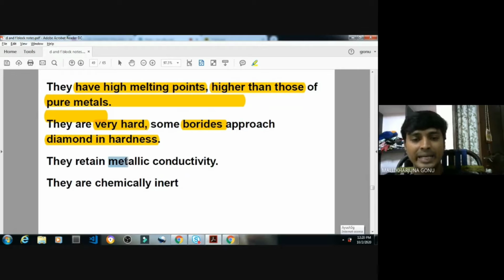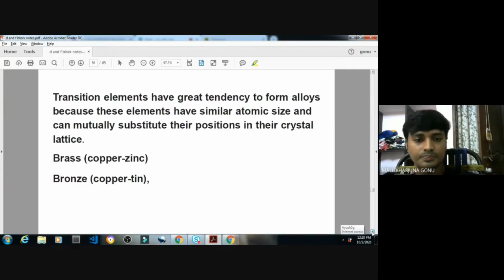They retain metallic conductivity. Though you are adding carbon and this type of interstitial elements, they will show conductivity just as the pure metal does. Those are also good conductors, and they are chemically inert. They will not react easily with other elements. For example, pure iron will get rusted easily. But if you take iron plus carbon, that will not easily rust. These are some properties of the interstitial compounds, very important from the examination point of view.